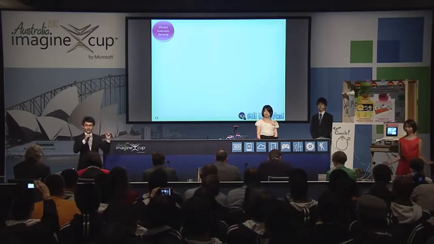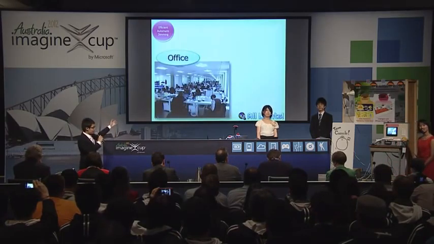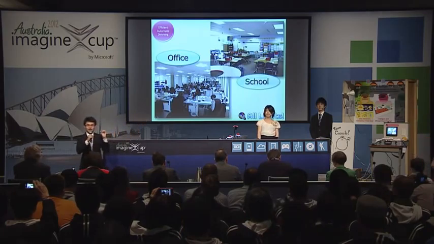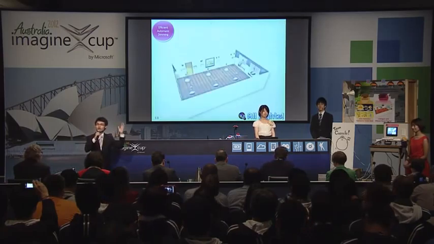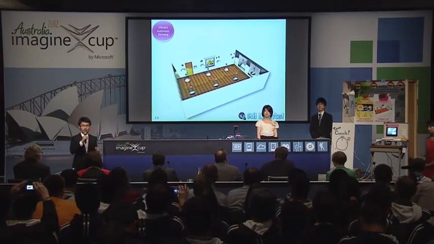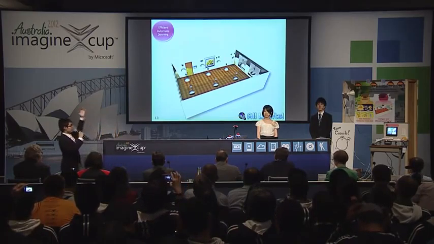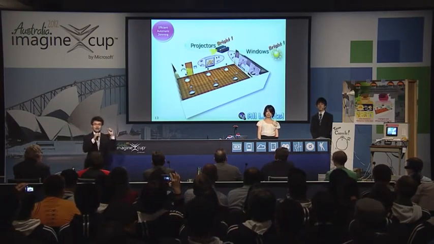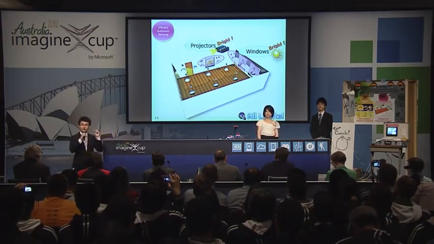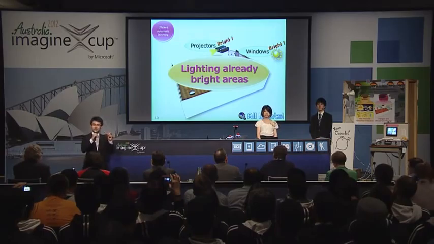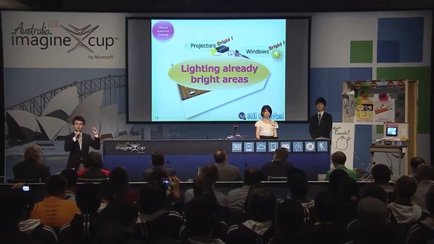Ladies and gentlemen, please imagine your offices, schools, and public facilities like libraries. These large rooms are illuminated by many light fixtures, aren't they? But in fact, we don't have to use any lights in areas closer to projectors, windows, and so on, because these areas are often already bright enough. Turning them on is still a waste of energy, isn't it? In Japanese, it is mottainai.